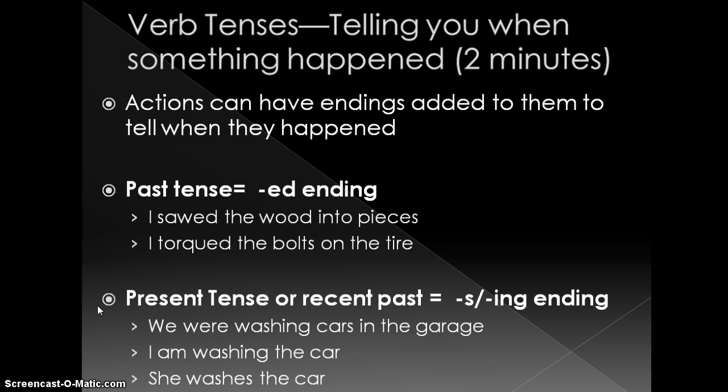Now we could, if we want to have something be in the present tense or in a very not so long ago past, add an s or an ing to the end of the verb. So, for example, we were washing, okay, so wash and ing, to make washing cars in the garage. I am washing, okay, so that's still that ing. But look, it could also be this. She washes the car. So an s or an es to the end.